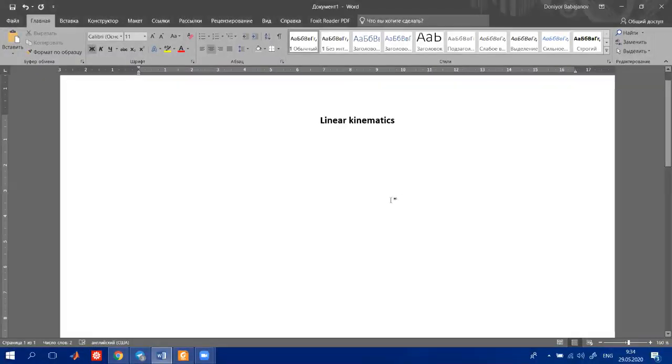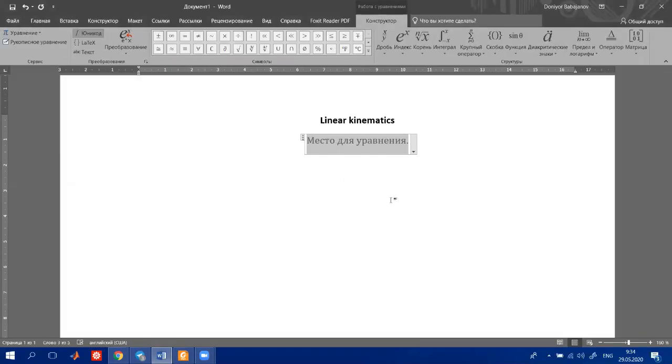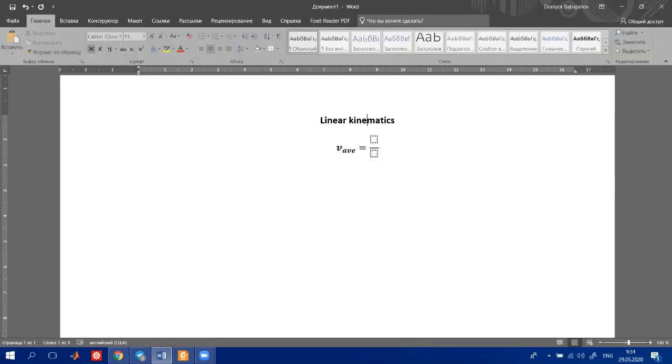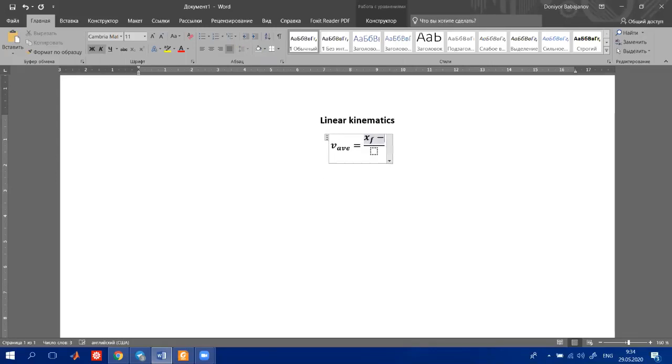So let's start with some basic formulas we will use today. The main formula definitions. The first formula is about average velocity. Average velocity is the change in coordinate divided by the change in time. So final coordinate minus initial coordinate, divided by final time minus initial time. This is the definition of average velocity.